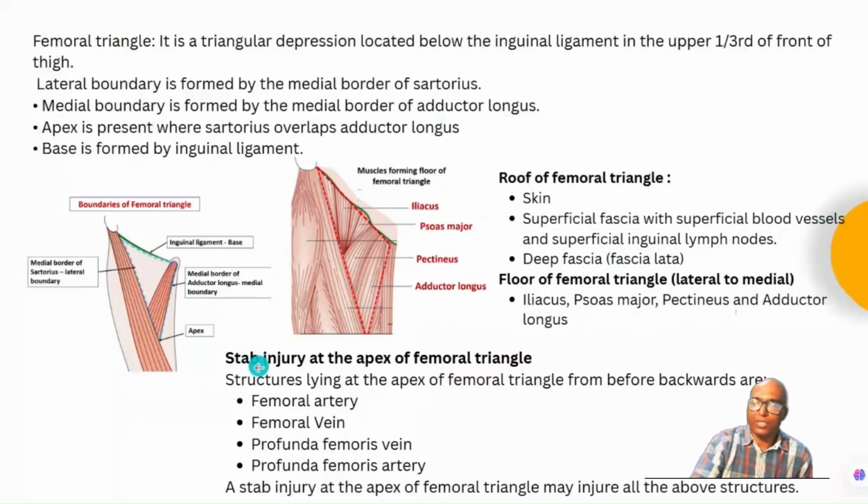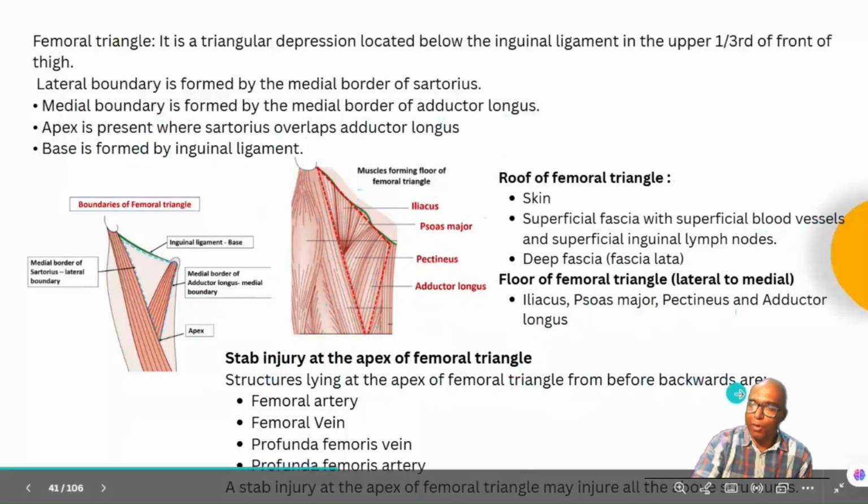Now, what is the importance? When there is a stab injury at the apex of the femoral triangle, structures lying at the apex from above backwards are the femoral artery, femoral vein, profunda femoris vein, and profunda femoris artery. A stab injury at the apex of the femoral triangle may injure all of the above structures.